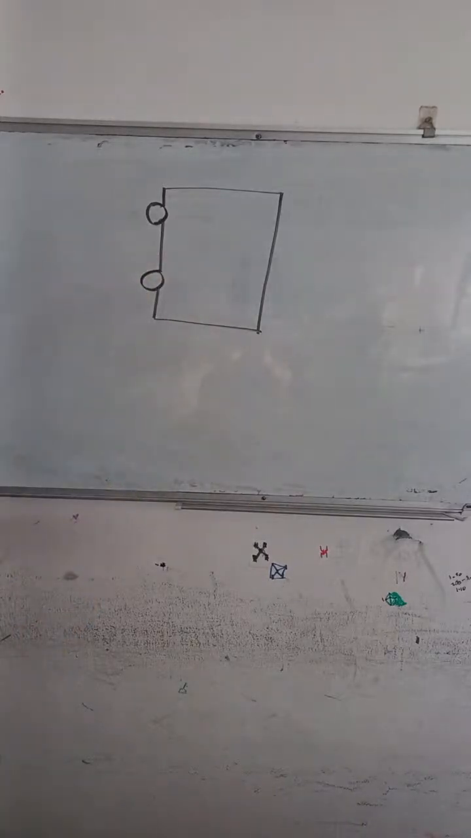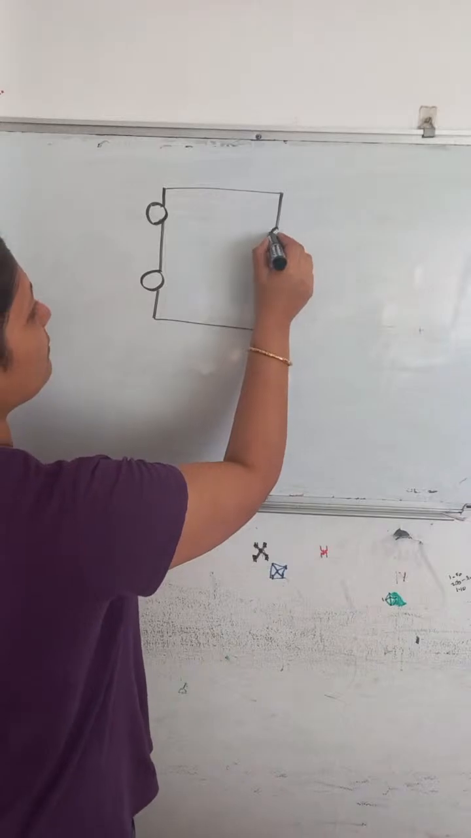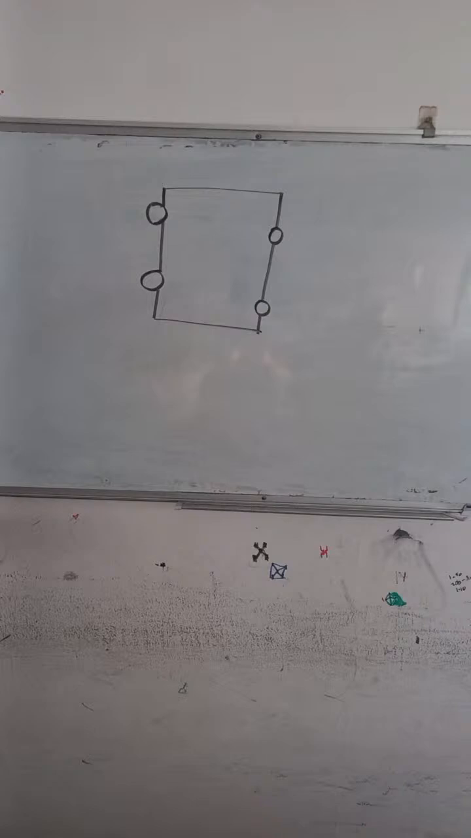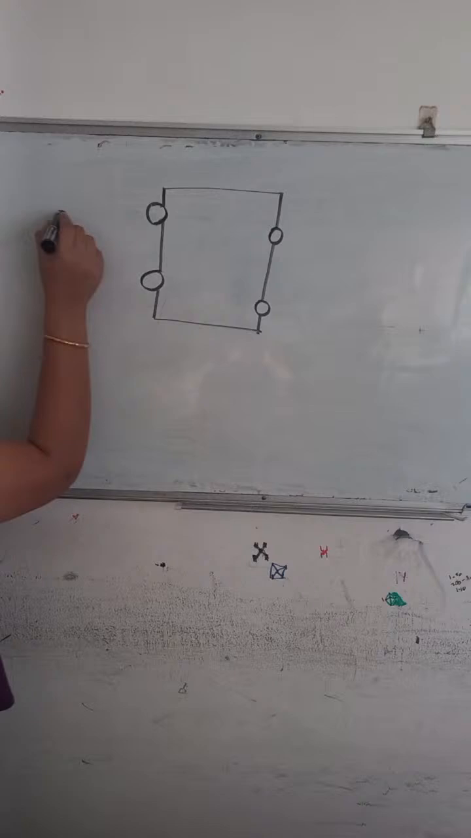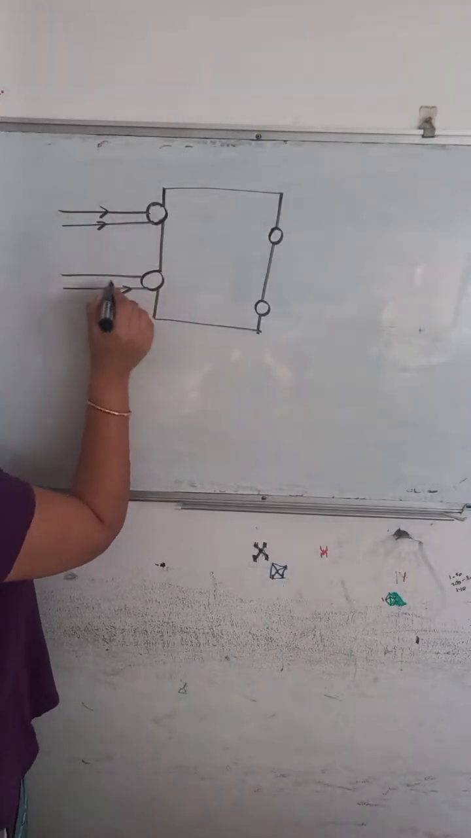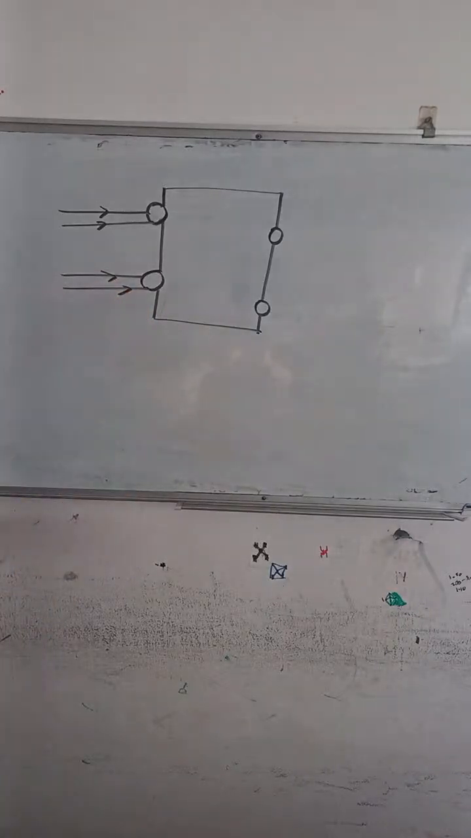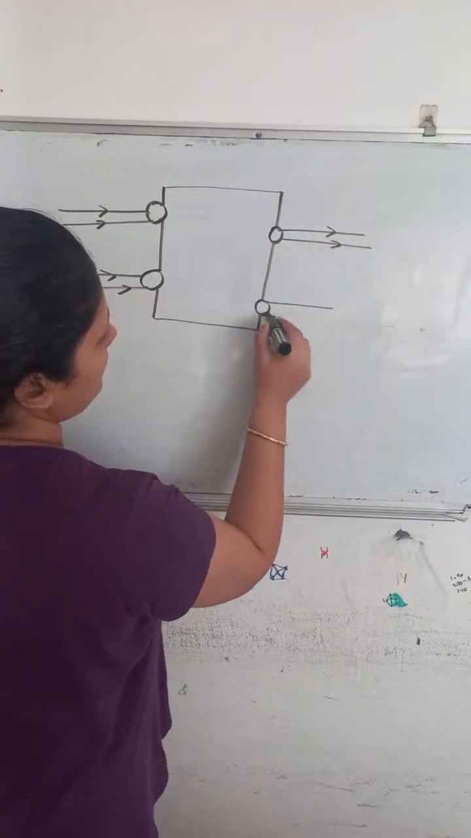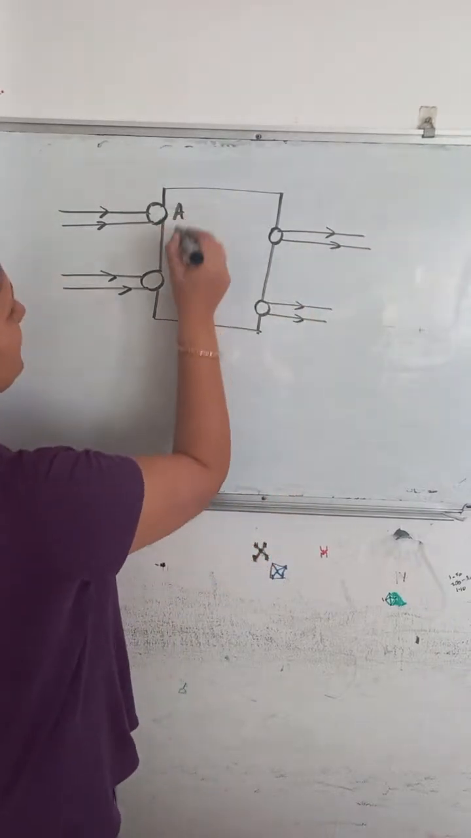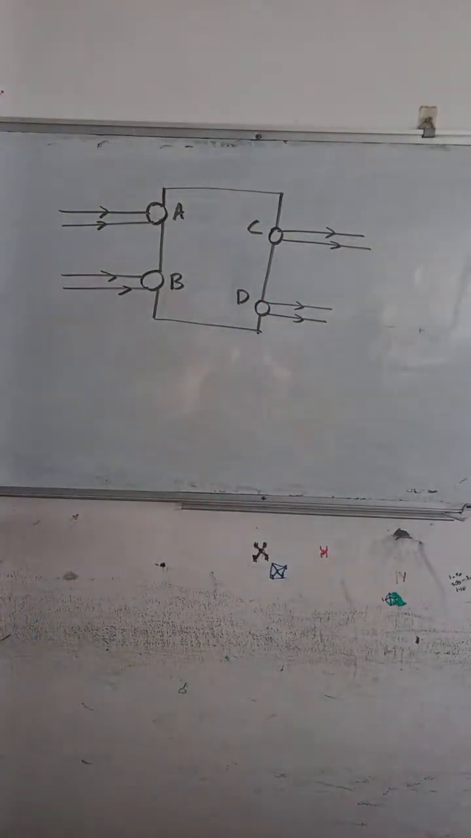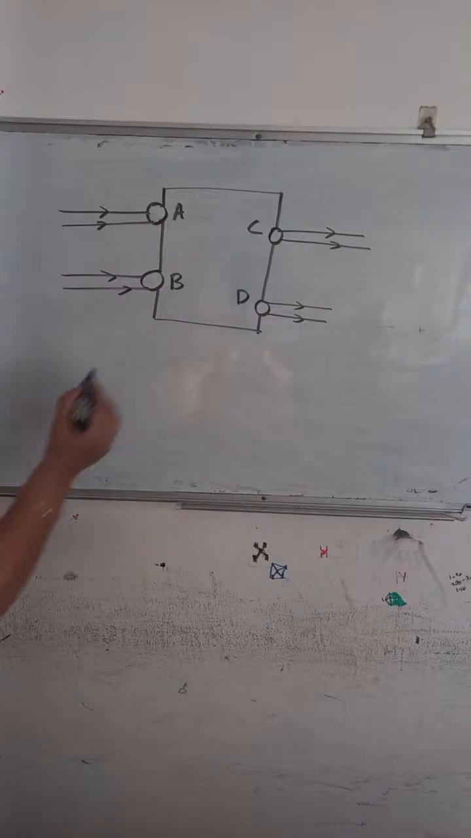Then the last option is a prism. Okay, and draw this diagram. This is the diagram given in the question. The light entering is AB and this is CD. Draw the diagram. And this is the box they gave.